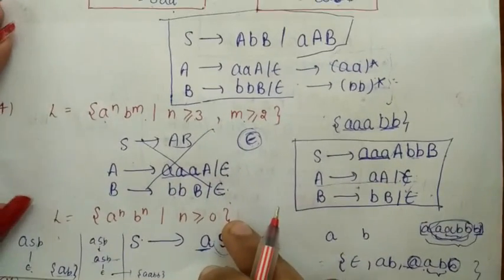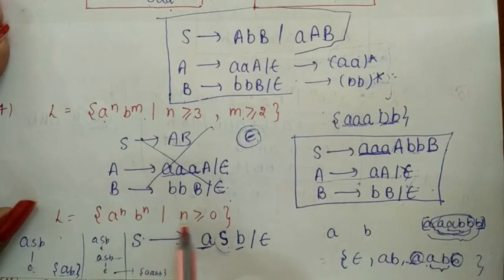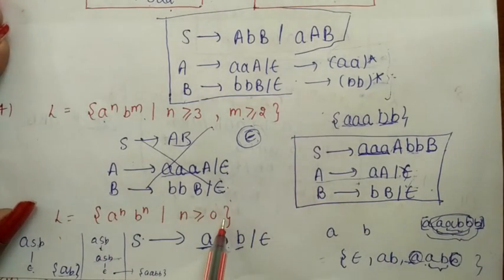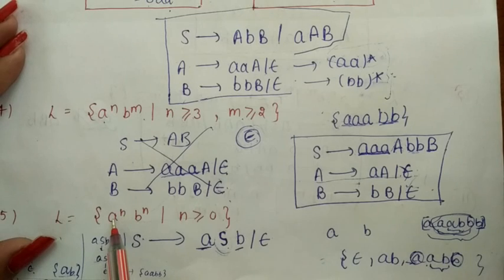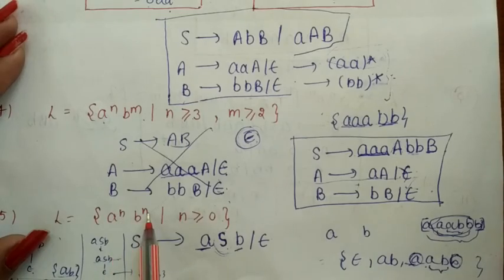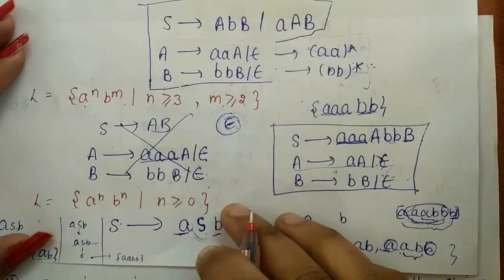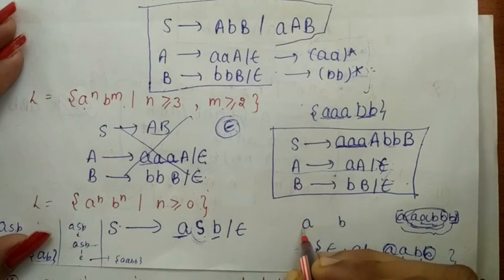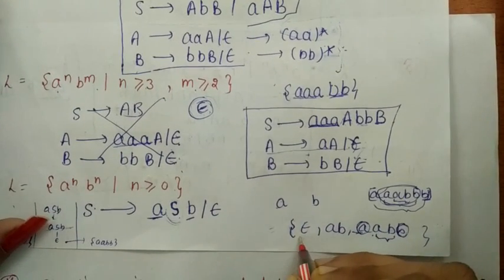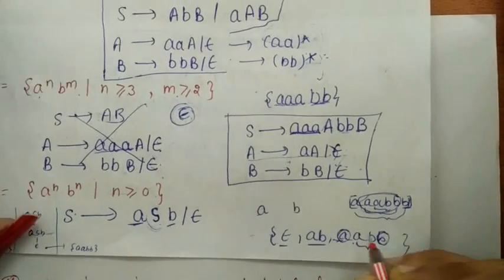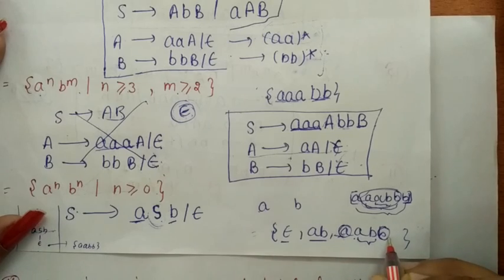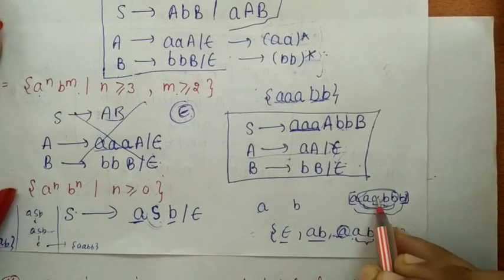Now the next problem is this: how can we write the grammar for this kind of language? In this we have equal number of A and equal number of B. Whenever you have equal number of A and B, first analyze this grammar. If n is equal to 0, what will you get? Epsilon. For n is equal to 1, you get AB. For n is equal to 2, you get AA and BB. For n is equal to 3, AAA and BBB.